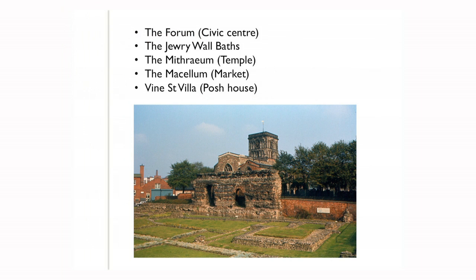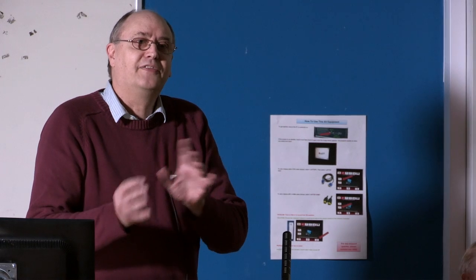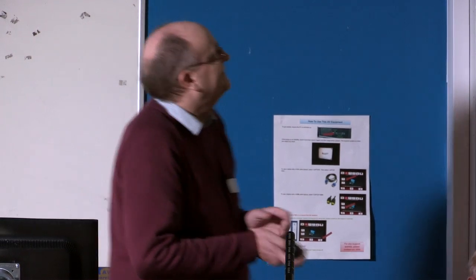So the main buildings in Leicester that had already been modelled and were targeted to be included in this app: the Forum, which was the civic centre; the Jewry Wall Baths, which, as you can see in the picture here, is, I think, the most significant part of the Roman remains still existing in Leicester; the Mithraeum, which was a temple, I believe roughly where the Holiday Inn is now, if you are familiar with modern day Leicester; the Macellum, which was the market; and then the Vine Street Villa, which was a posh house in Roman times. Disappointingly, I think it's actually under the John Lewis car park, which seems a shame, but there we are.